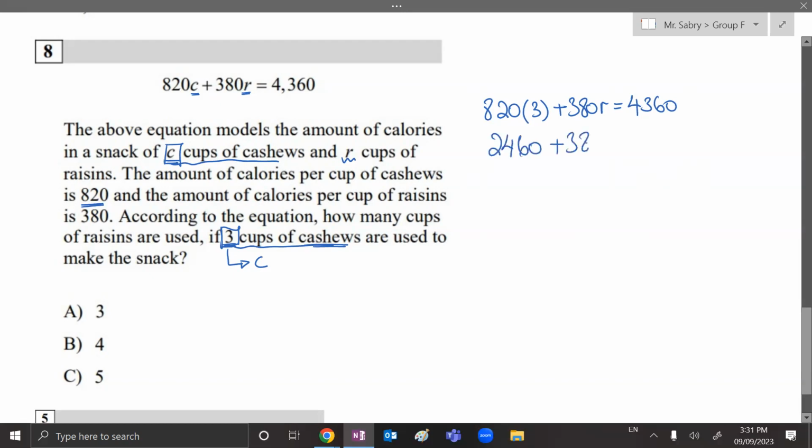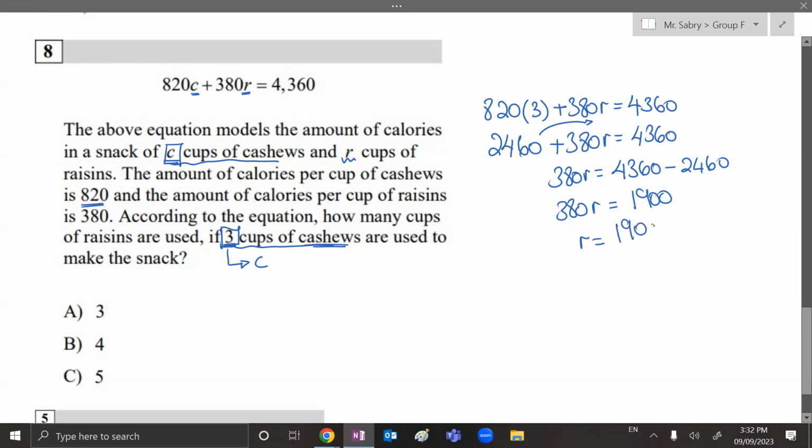2,460 plus 380R equals 4,360. I'll need to move this to the other side. To be 1,100. Again? Would you tell me again what's the answer? 4,360 minus 2,460? 1,000. And then I'll move the 380 to the other side. So then R will be equal to. So that's true. 5 is the correct answer. Makes sense, huh?